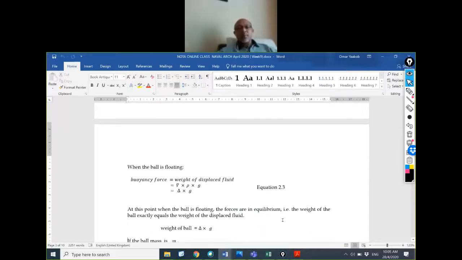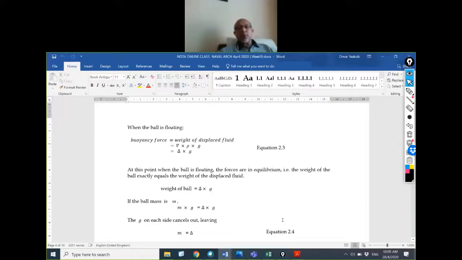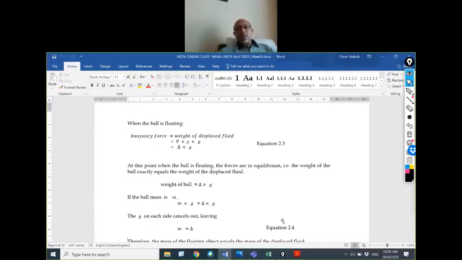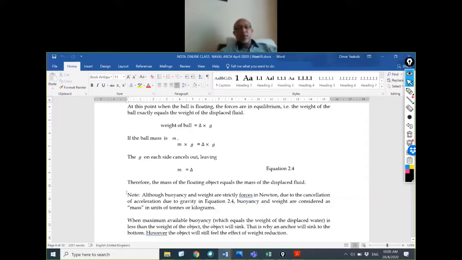And then this is the equation that we mainly use. Buoyancy force is equal to the weight of the displaced fluid. So that's the force. I think it's a very important point here. Note here, although buoyancy and weight are strictly forces in Newton, because weight will be m times g, which is this one.